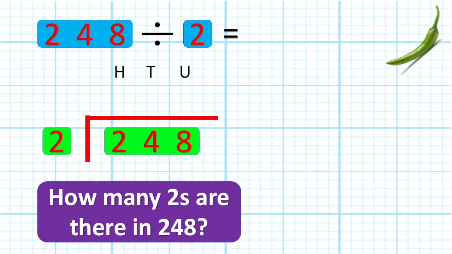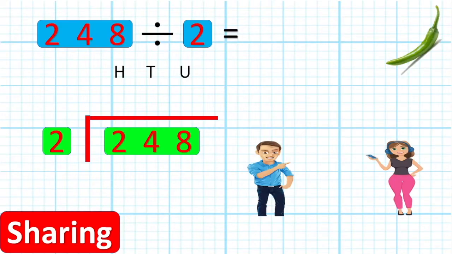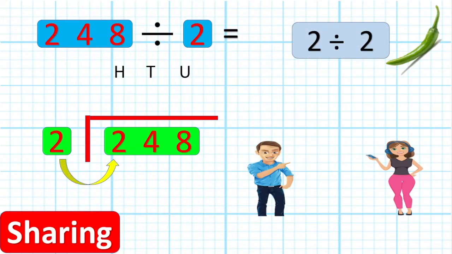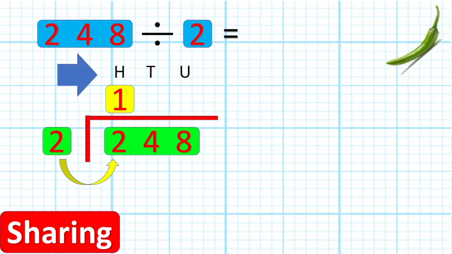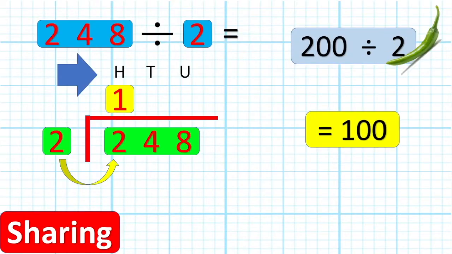So, if we're going to look at this first part, 2 divided by 2, how many 2's are there in 2? Let's share it out. Well, it's 1. We can share it evenly once. Okay, but the question actually said, how many 2's are there in 200? And the answer is actually 100. Okay, so let's just keep that in the back of our minds just for our own understanding, okay?